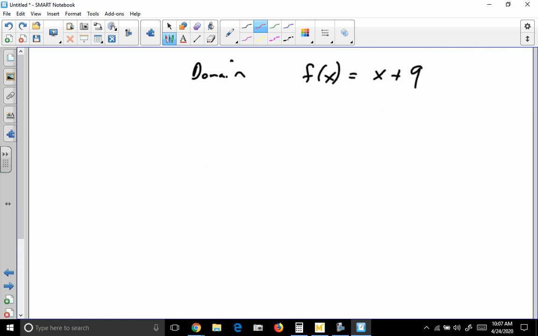Here they give us a function and they ask us for the domain of that function. So if we look at this, we can plug in any number for x and get an answer. Any number you pick, you can always add something to it. So in this case, our domain is all real numbers, any number, or we could call that negative infinity to positive infinity. Any number can have 9 added to it.